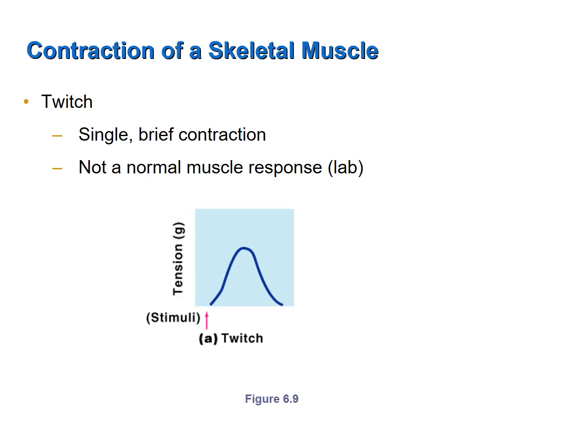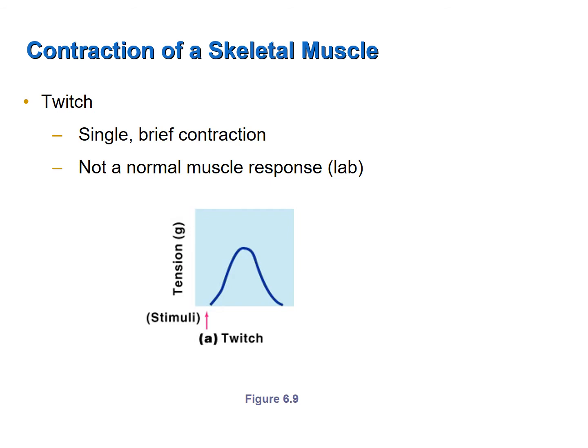This slide illustrates a myogram. Tension is on the y-axis and time is on the x-axis. The small red, or somewhat red, arrow there will indicate when an electrical stimulus is being delivered to a muscle. A twitch is the muscle's response to a single brief electrical stimulus.